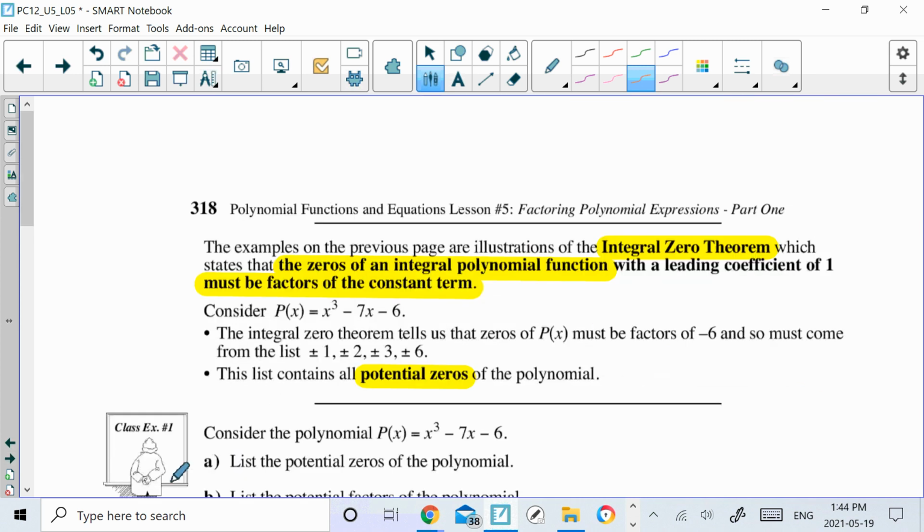Okay, so there's a new theorem. It's called the integral zero theorem. So just highlight that. Doesn't need to go on a study guide or study sheet, anything like that. I'm just going to explain how this works and then how you would use it.